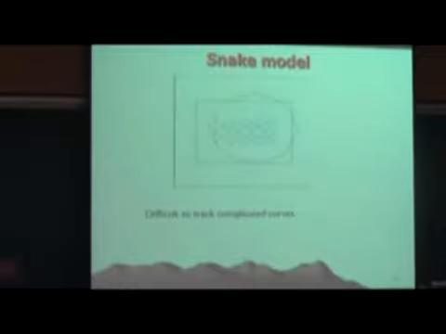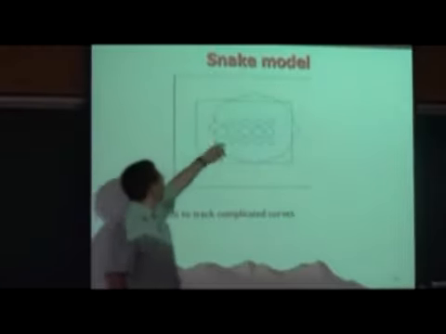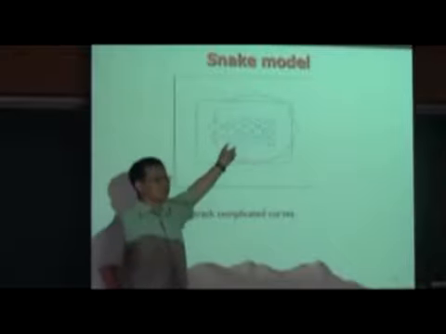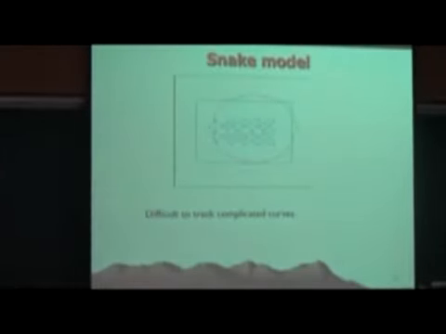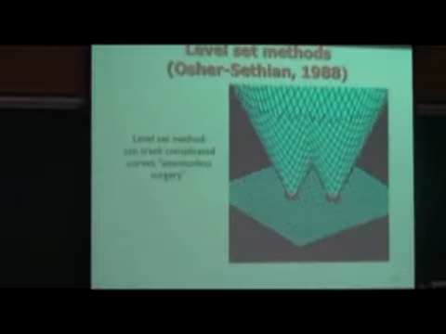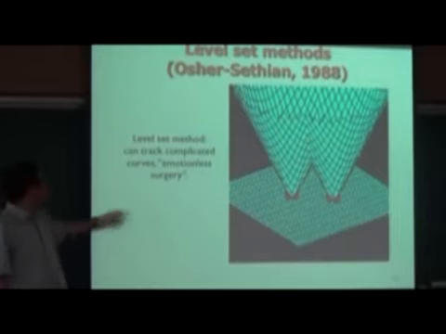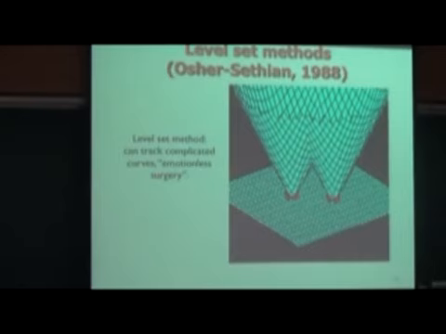Like such a curve, you have a lot of oscillation, you have holes. If you want to capture all those curves, the Snake model doesn't work. So this is the reason why the level set comes in. Level set can track very complicated curves, and one good point of the level set is that it handles topology changes seamlessly.